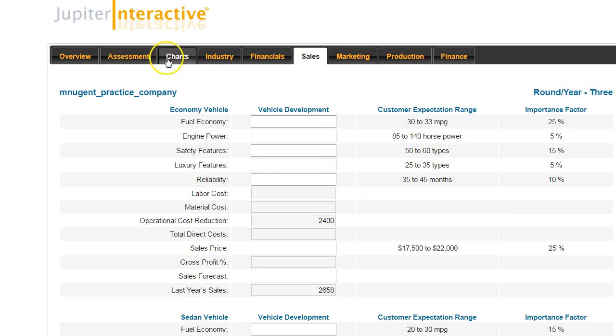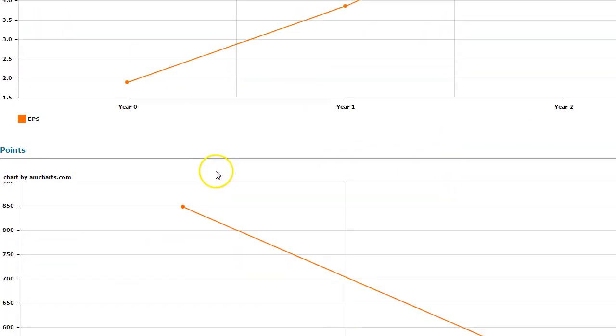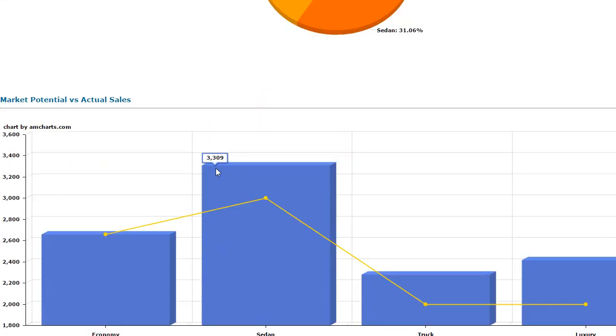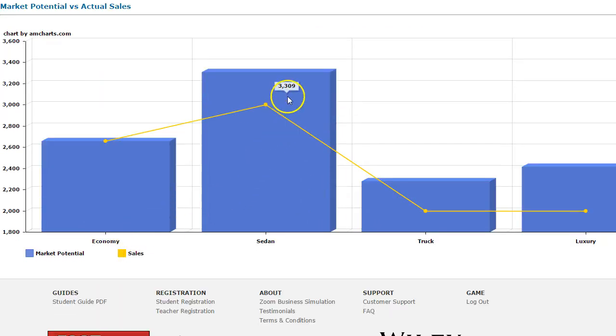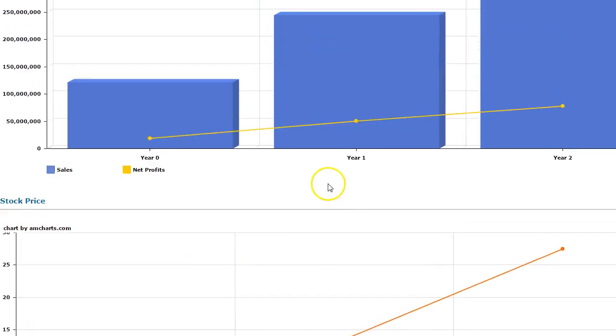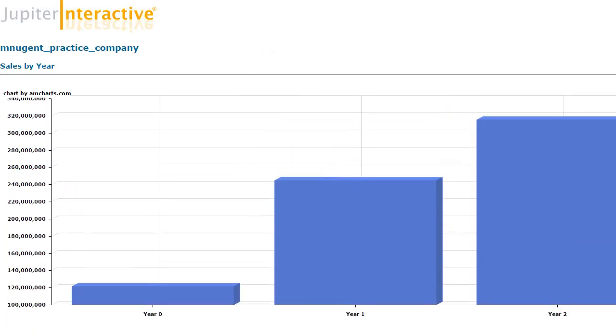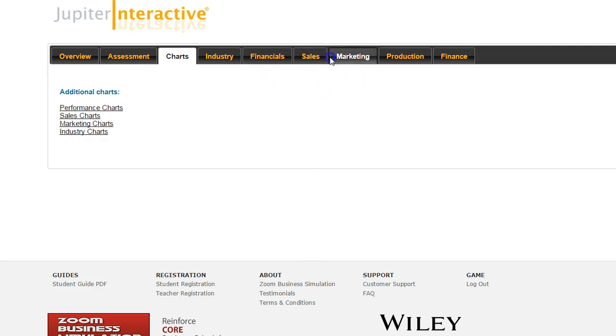So now, before I do my sales, I should always look at my performance chart, and I want to see what the suggestion to increase my sales told me: to look at my market versus potential. So I see here I did good with my economy, but I could have sold a lot more. I only sold 3,000. I could have sold more sedans. I could have sold more trucks, and definitely luxury. I've lost the possibility of selling 400 extra cars. I only sold 2,000. I could have sold 4,000. So now with that knowledge, I could use that moving ahead to do my sales round.